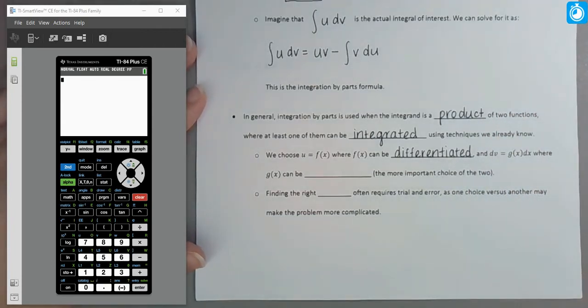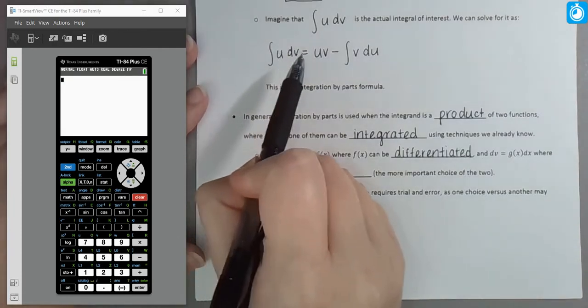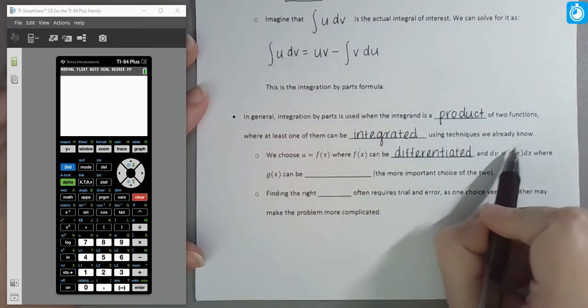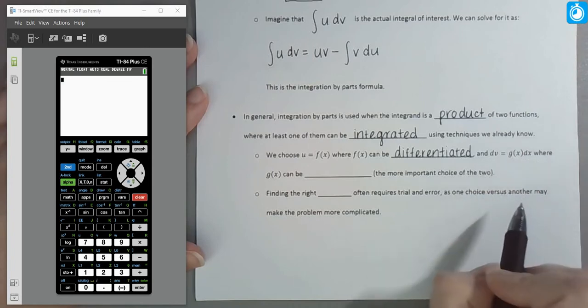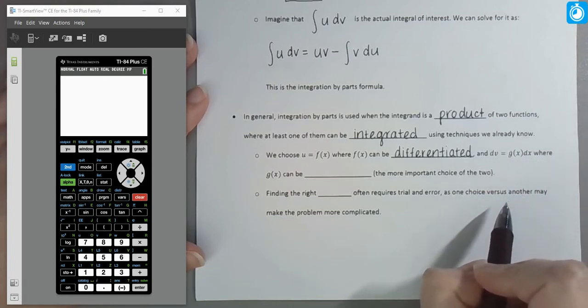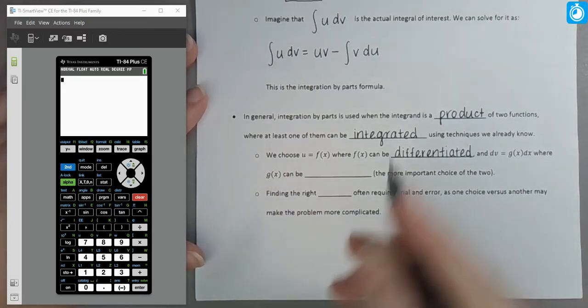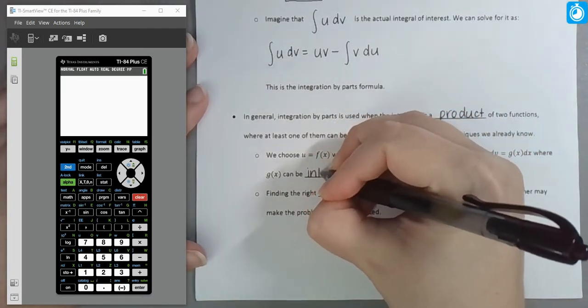But typically, we're going to pick some function where differentiating it makes it simpler. It doesn't make it more complicated. So we want to find a function where, if we took its derivative, in most cases the differentiation is going to take the original function and make it simpler. Now, dv is the other part we have to determine in using this formula. dv is going to be another standalone function plus the differential with respect to x. And specifically, we want to choose g of x, where g of x can be integrated.